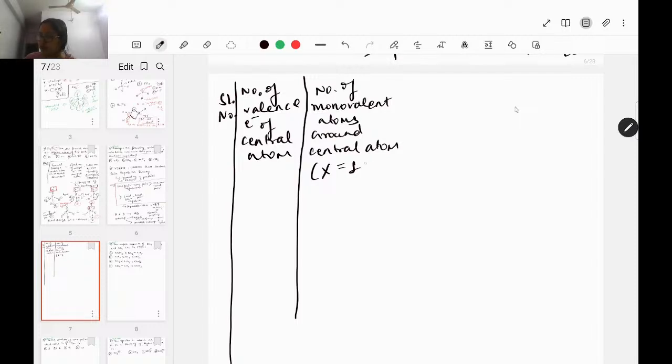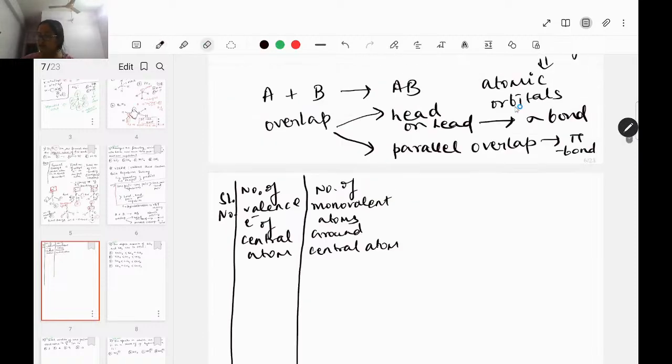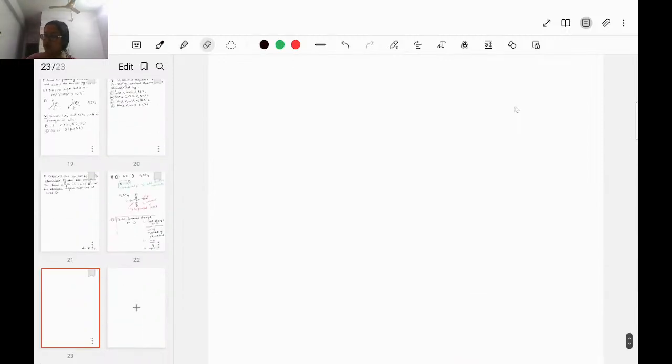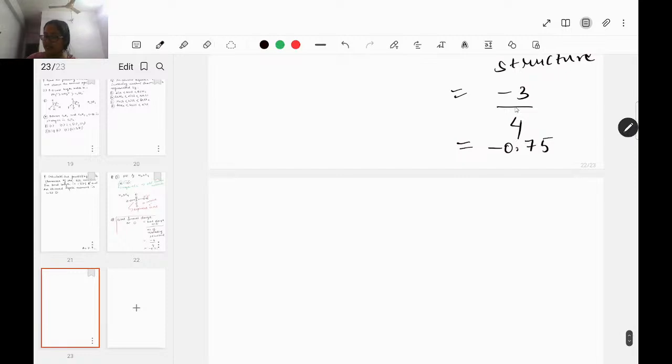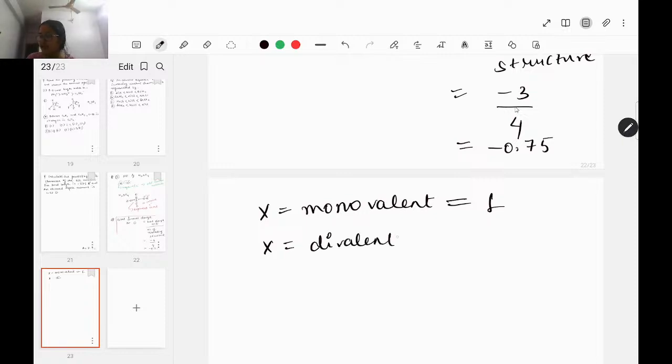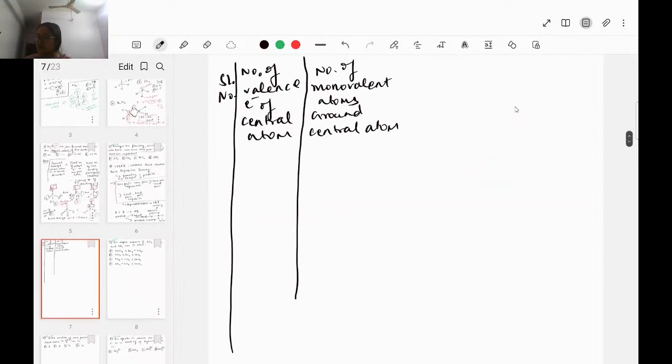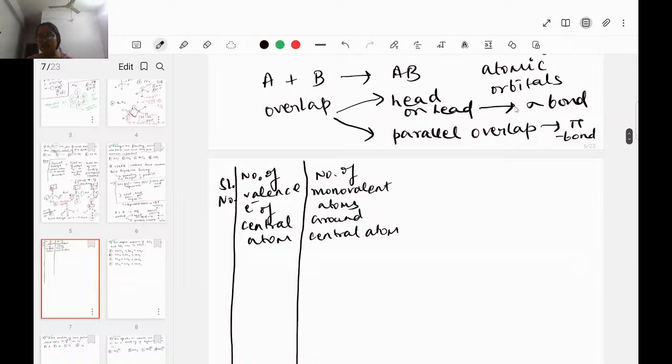Let me write that down, maybe in the previous page, since there is some space left over here. So for monovalent atoms, if X is monovalent, then the contribution is 1. But if X is divalent, like O2 minus, S2 minus, then the contribution is 0. What is this contribution? I'll be talking about it right now. So number of monovalent atoms around the central atom.